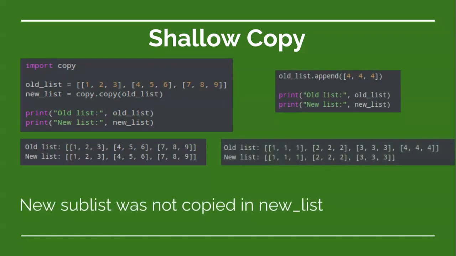In the above program, we created a shallow copy of old list. The new list contains references to the original nested objects stored in old list. Then we add the new sublist into old list. This new sublist was not copied into new list. However, when you change any nested objects in old list, the changes appear in new list.